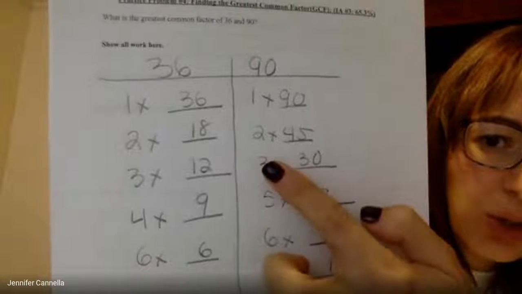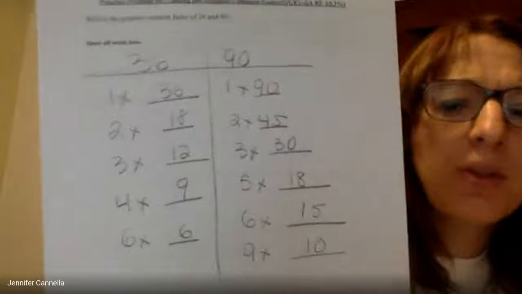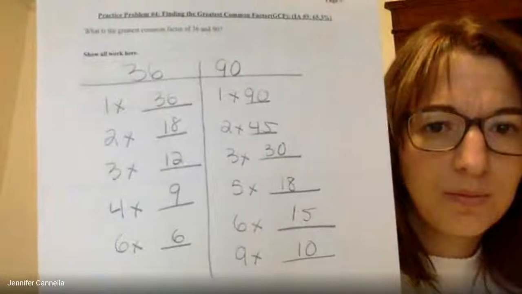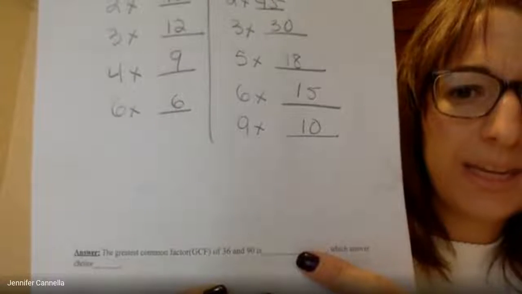18. They both share 18 because 5 and 18 and 2 and 18. Now, out of all the numbers that we just circled, which number is the greatest? 18. So the GCF is? 18. Okay, so on the line where my finger is, you're going to write 18.